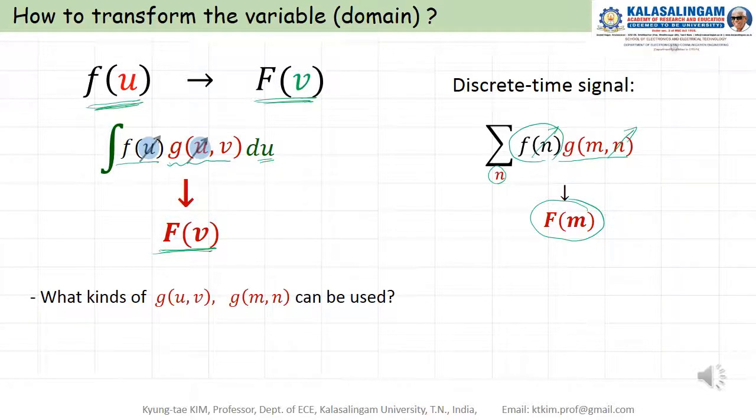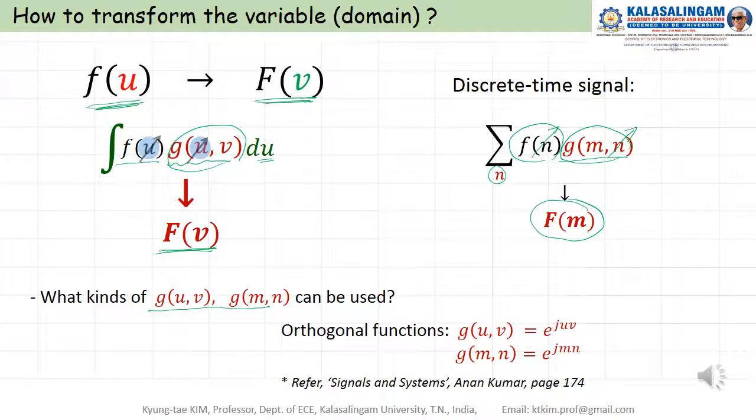By the way, here g(u,v) and g(m,n) appear. What kind of functions can be used? For this, we need to use some kind of orthogonal functions. There are many kinds of orthogonal functions for transforms, but the complex exponential function is used very popularly. Also g(m,n): u, v is the continuous case, m, n is the discrete case.